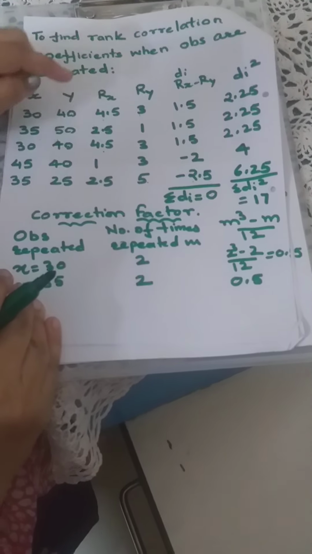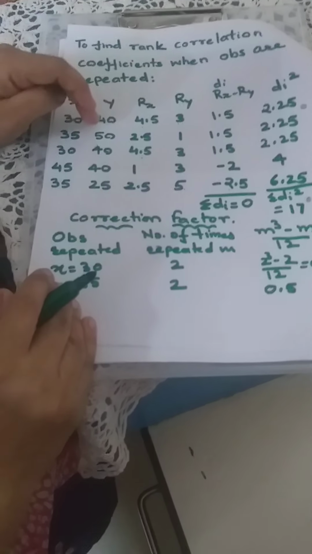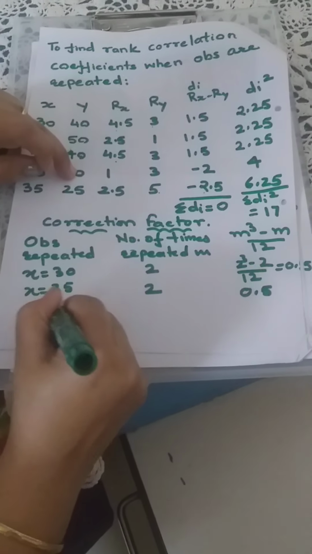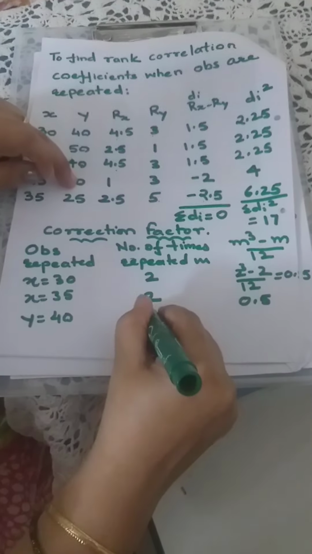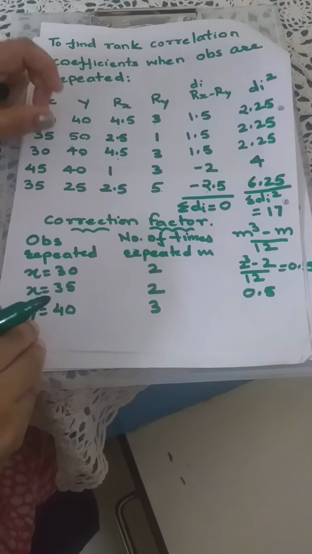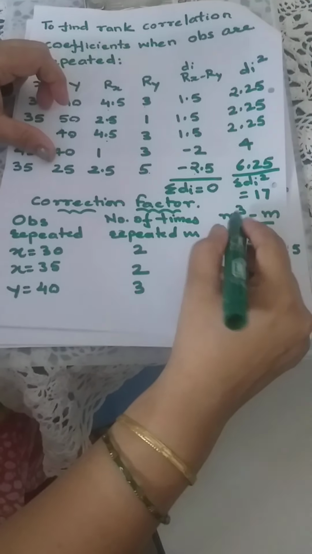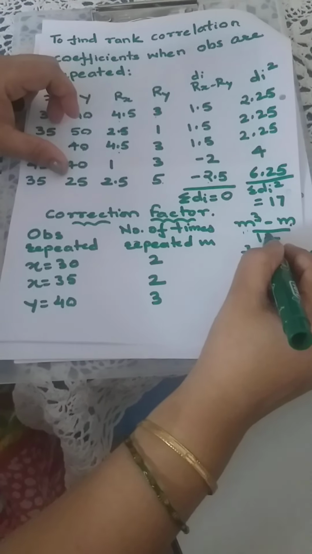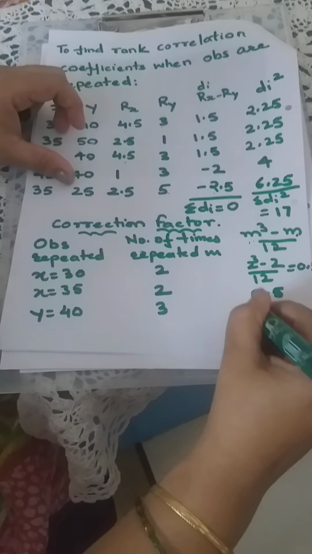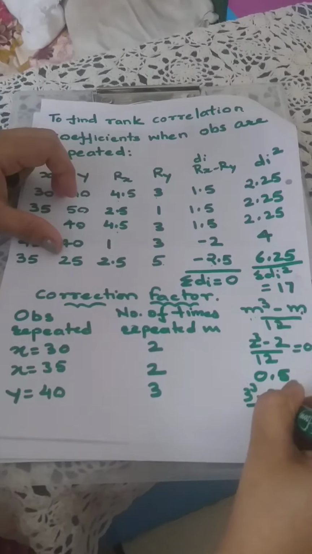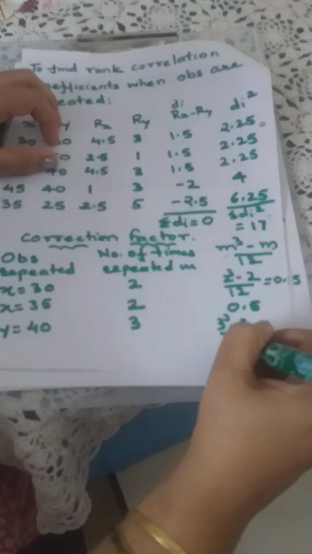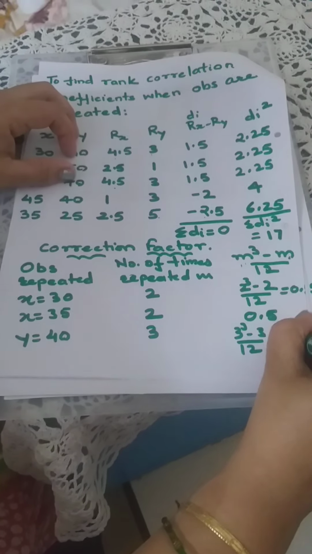Now let us move to the y observation. In the y observation, only 40 was repeated, right? So here I will write y is equal to 40 is repeated, and how many times? 3 times it is repeated. So now I calculate my value. I will substitute m value as 3. So 3 cube minus 3 upon 12. 27 minus 3 is 24 divided by 12, which comes out to be 2.